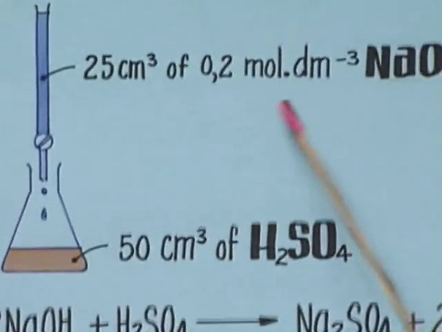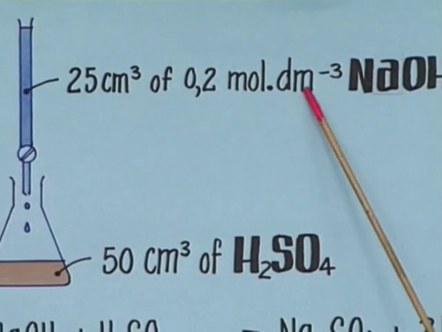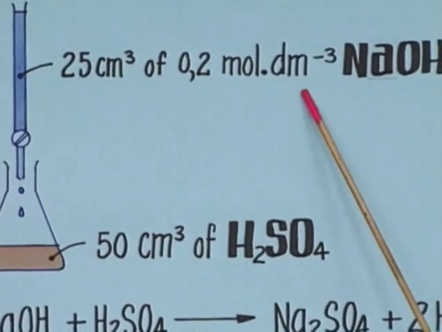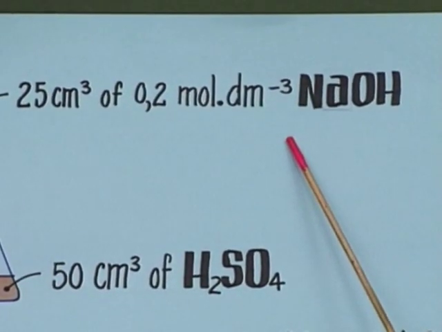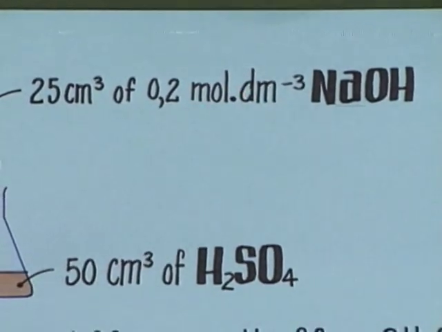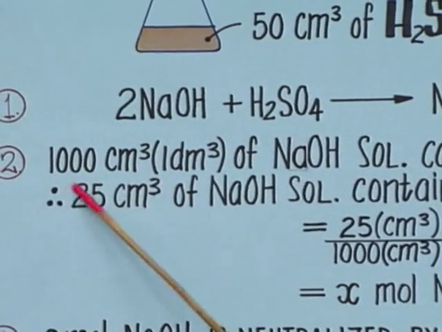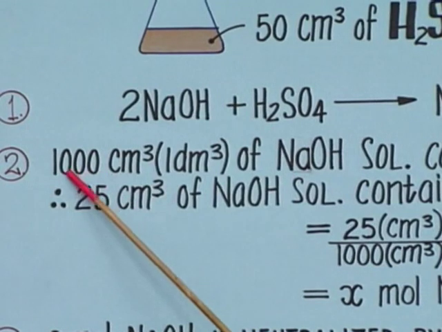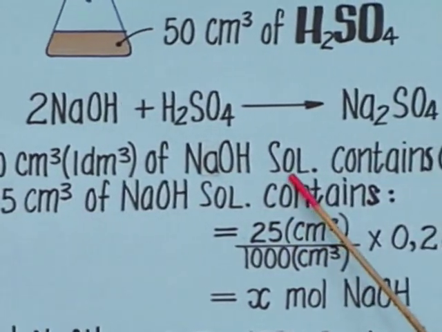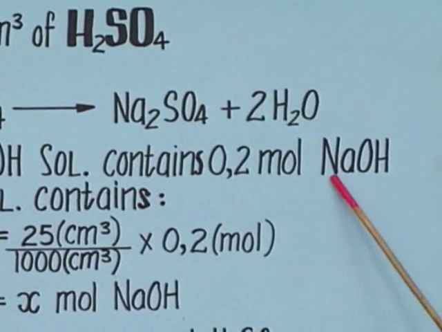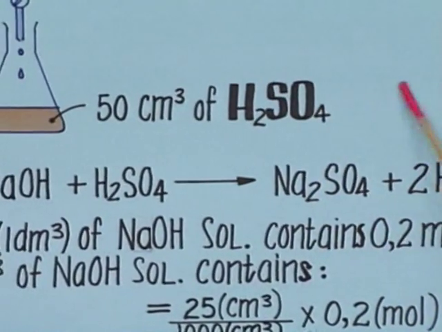Can you still remember what it means if we say the standard solution has a concentration of 0.2 moles per cubic decimeter? So 0.2 moles of sodium hydroxide was dissolved in a cubic decimeter of solution, that's right. Okay, let us make this statement here, remembering that 1 cubic decimeter is the same as 1,000 cubic centimeters. So we can say 1,000 cubic centimeters, or 1 cubic decimeter, of sodium hydroxide solution contains 0.2 moles of the sodium hydroxide. Is that right? Yes. But did we use 1,000 cubic centimeters in our burette? No, we used 25 cubic centimeters.